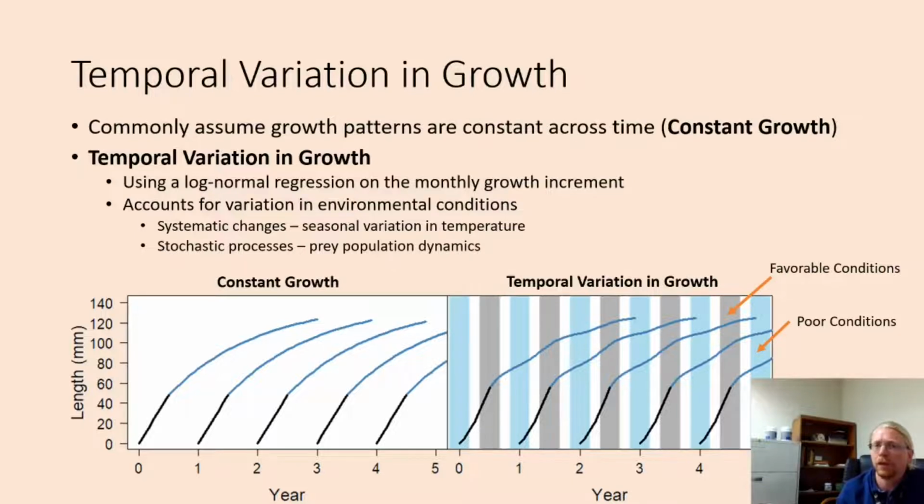If we take a look at the figure on the bottom right, we can see growth patterns that are a little bit more variable over time. We have, in this example, systematic seasonal changes over time, where we have poor conditions in blue and favorable conditions in gray, and then those shoulder or in-between conditions in white. You can see a little bit more of a wavy growth pattern from this type of model because we are accounting for these seasonal systematic changes.